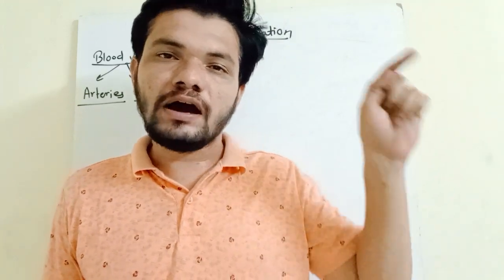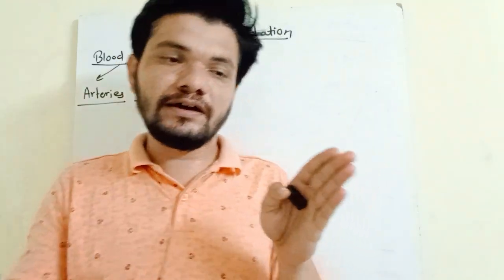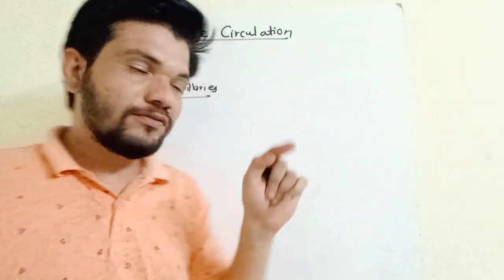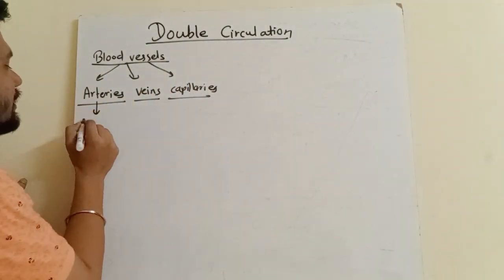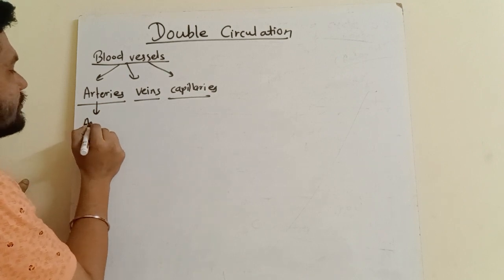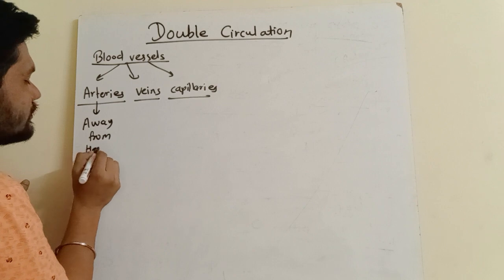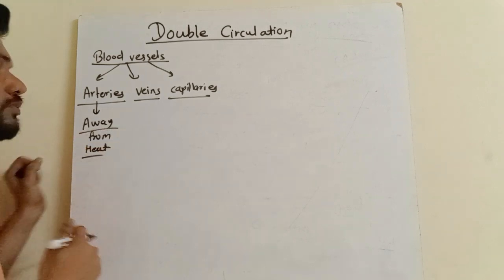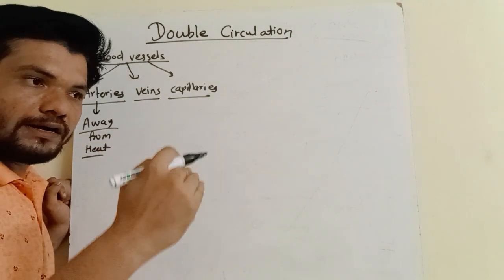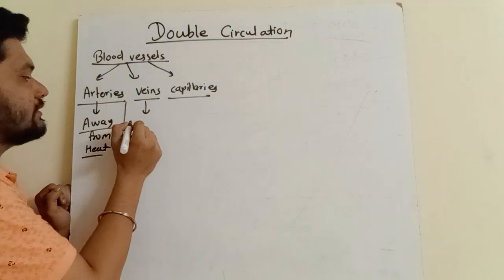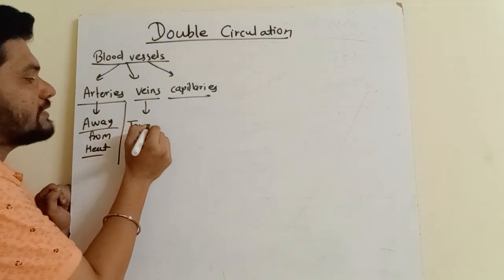So if you can remember this, artery A shows it carries blood away from the heart. Transport blood away from the heart. Artery A for away. Then veins carry blood towards the heart.